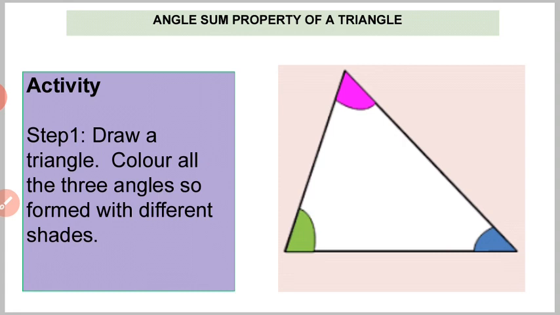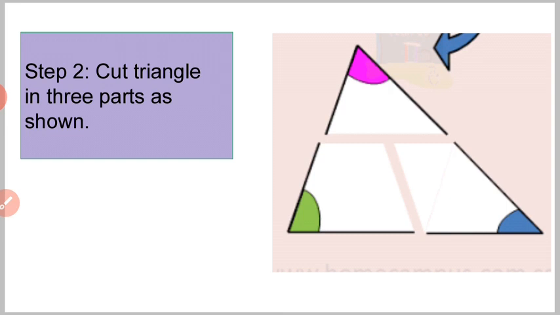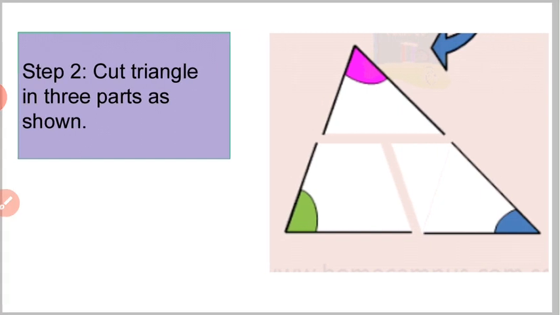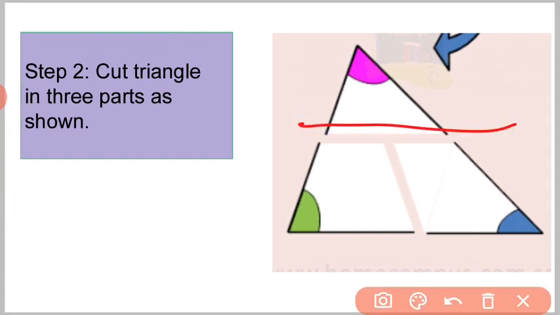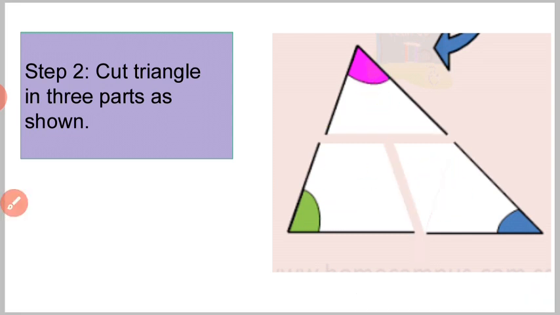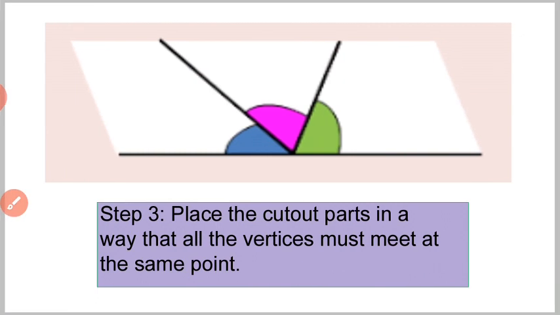First, you have to draw a triangle and color all the three angles so formed with three shades. Cut the triangle in three parts as shown. Place these cutout parts in a way that all vertices must meet at the same point.